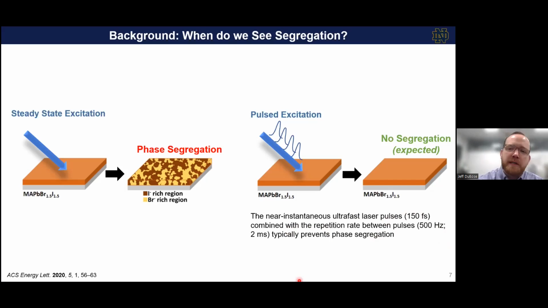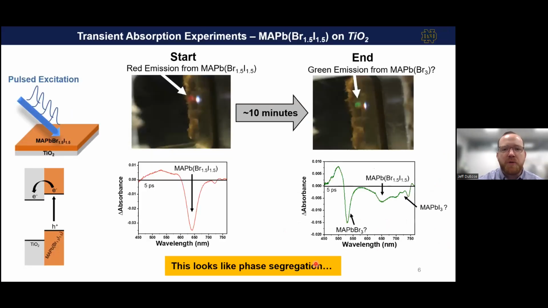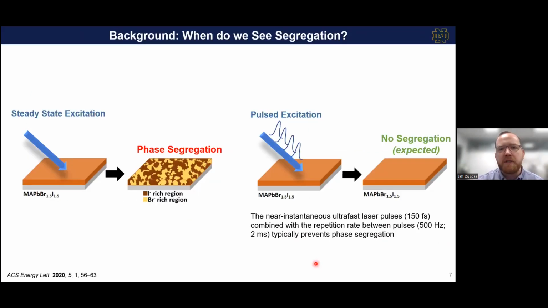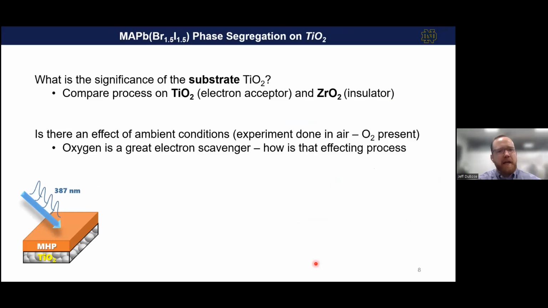So we weren't expecting to see phase segregation, but going back to this picture, visually we were seeing very clear indications of it, which made us scratch our heads a little bit. We wanted to take a step back and say, okay, it looks like we're phase segregating, but we're doing these experiments on TiO2 because we wanted to look at that electron injection process. So first we had to ask ourselves, what is the significance of this TiO2 substrate in this particular experiment?